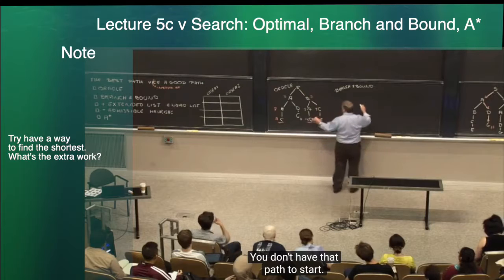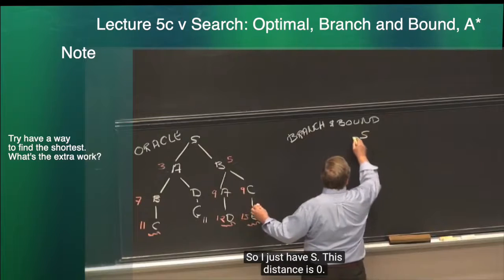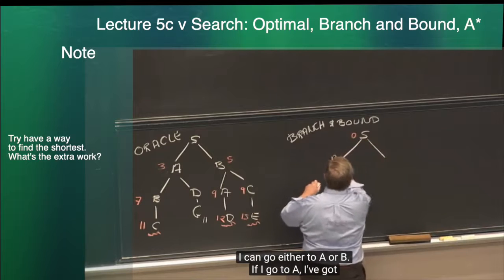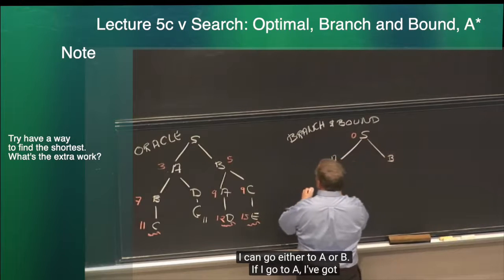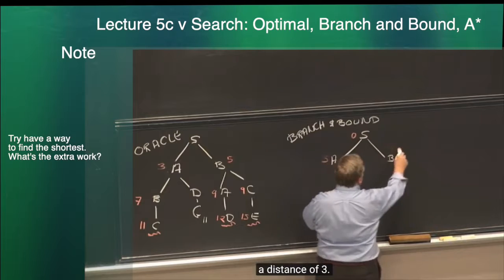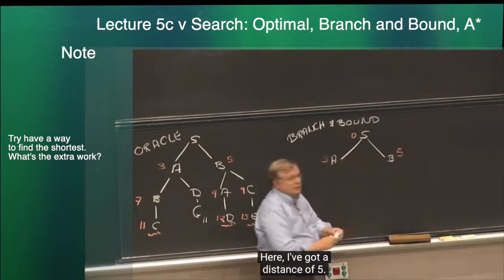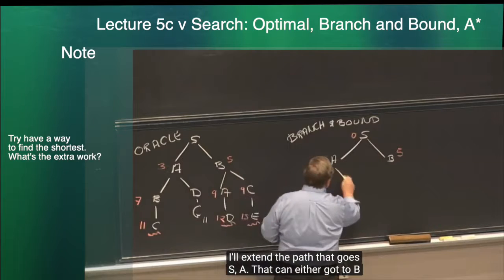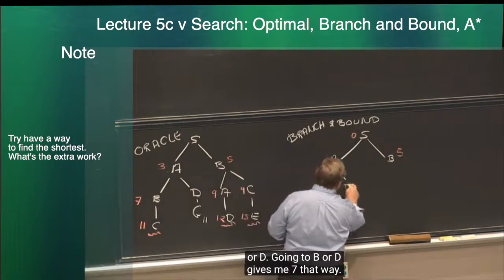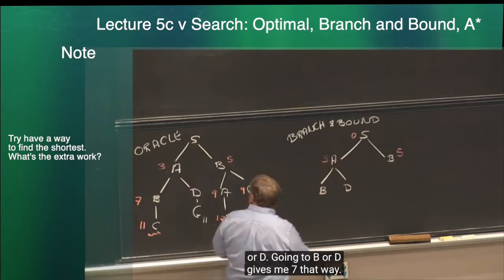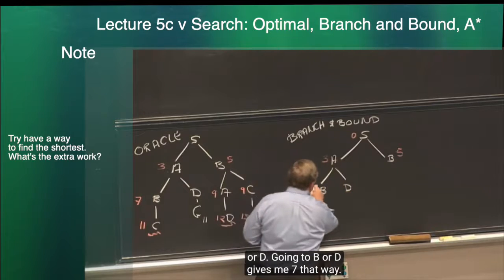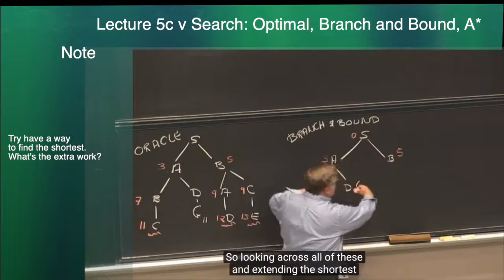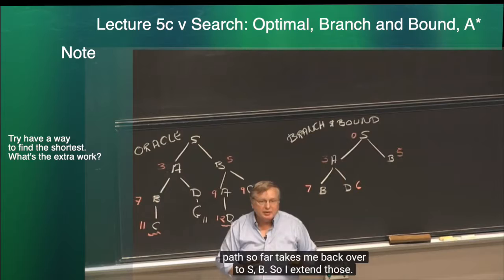I don't have that path to start with, so I just have S. Its distance is 0. I can go either to A or B. If I go to A, I've got a distance of 3. Here I've got a distance of 5. I'll extend the path that goes SA. That can either go to B or D. Going to B gives me 7 that way. SAD gives me 6.